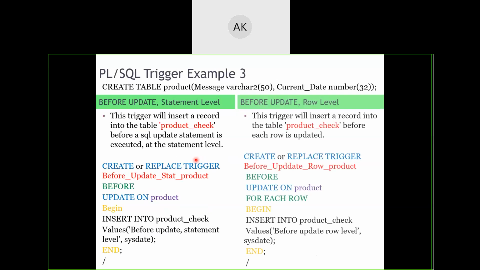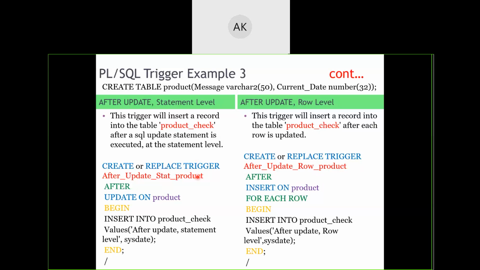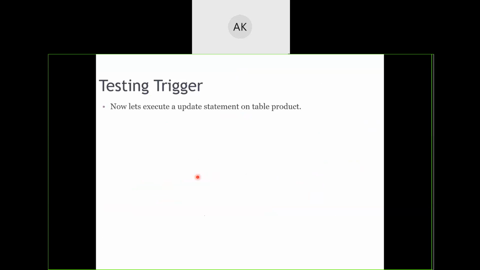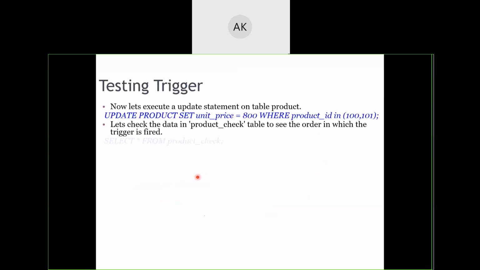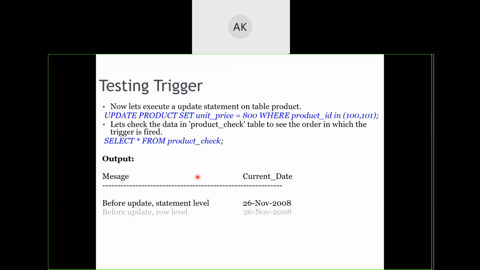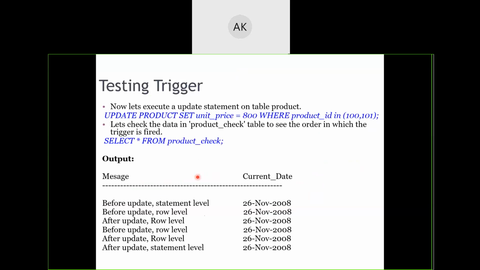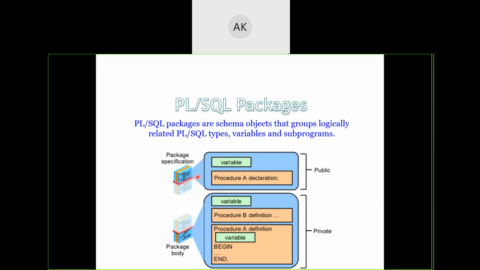There is one more trigger example I have kept for your practice, based on before update, statement level and row level. What is the difference that comes up here? Please try to understand it by following the instructions given there. Now, how to test those four programs? I have shown that particular message here and their outputs are also displayed. For almost the last topic, packages.